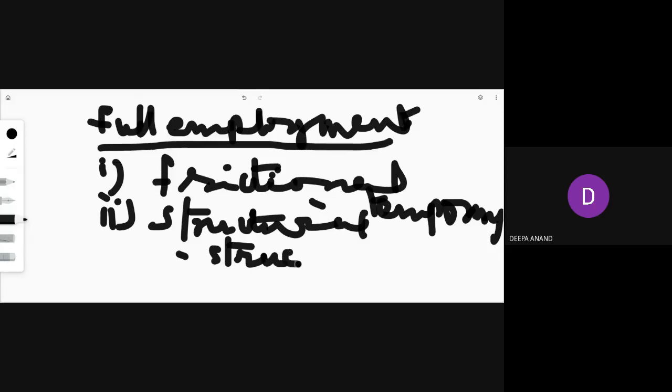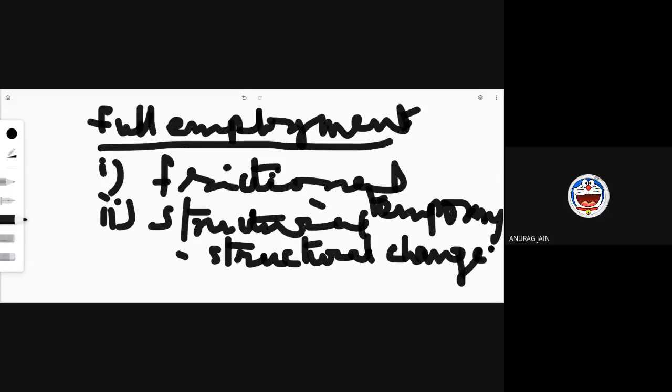Anurag, what is the reason for structural unemployment? Structural changes. Structural unemployment happens because of structural changes, any change in the structure of the economy. For example, the Indian economy was completely dependent on agriculture. We have seen the Indian economy was completely an agrarian economy.